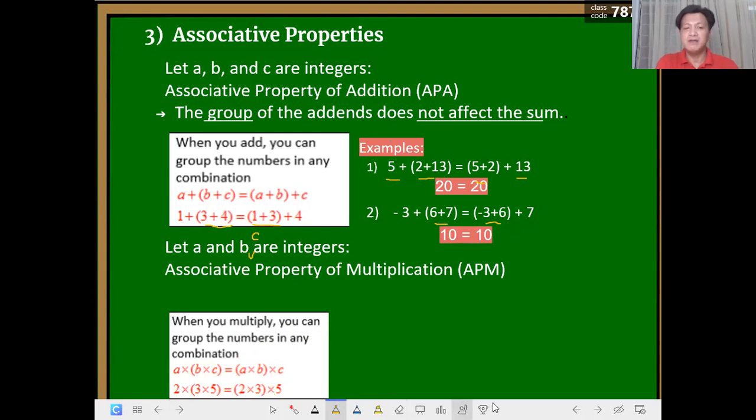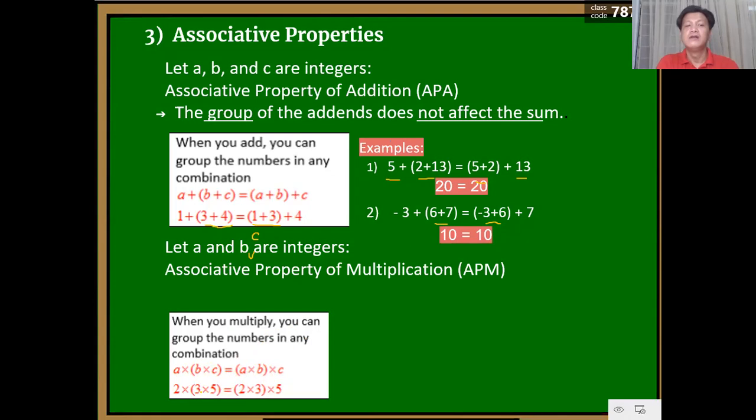Kapag sinimplify natin, diba? What is 3 times 5? Diba 15 to? 15 times 2, 30 na yan. Dito naman sa right side, what is 2 times 3? Diba 6 yun? 6 times 5, 30 yun. Kaya same lang po siya ng product.